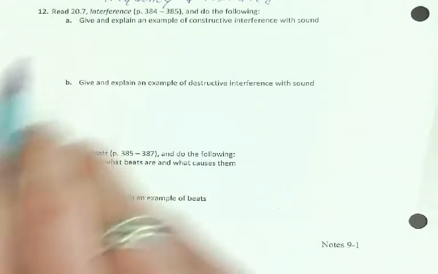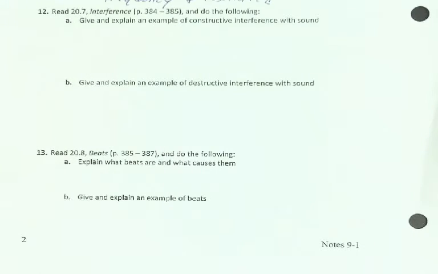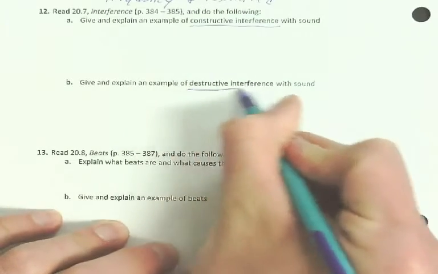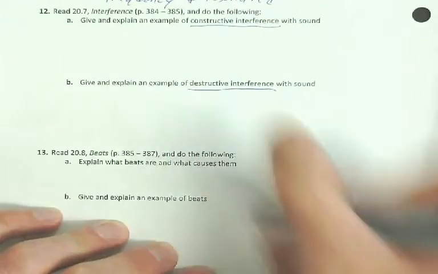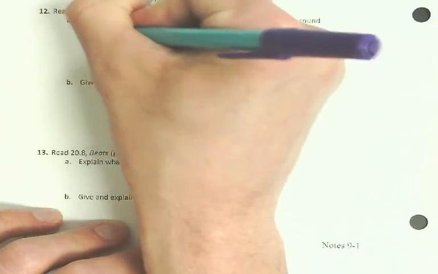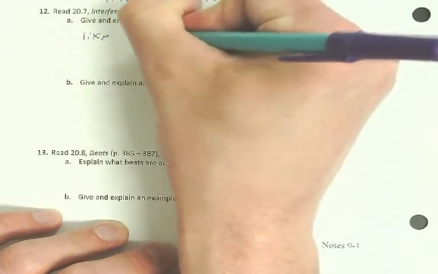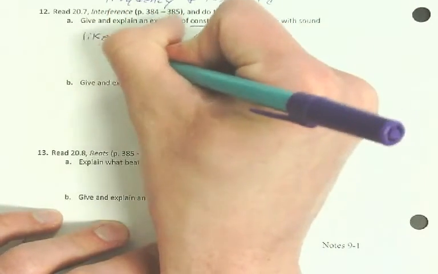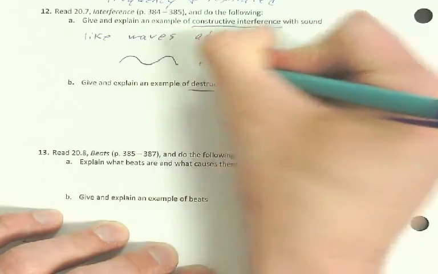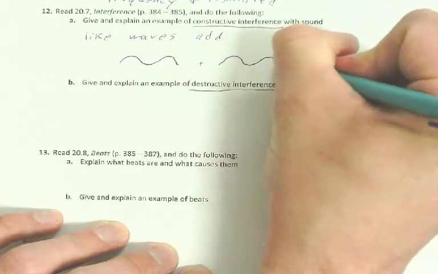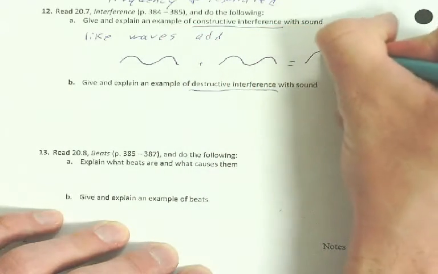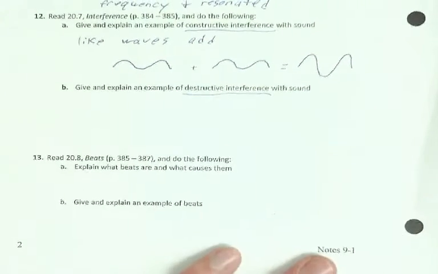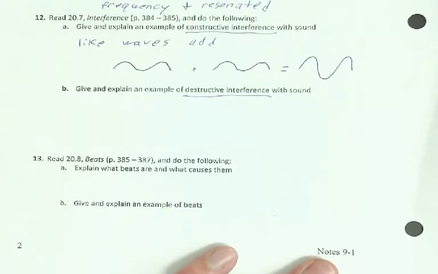Okay, so interference. We talked about this last unit with waves. We talked about constructive interference and destructive interference. So constructive interference is when like waves add. So you get something like this wave plus this wave equals super wave. So that's constructive interference. We did that last chapter.